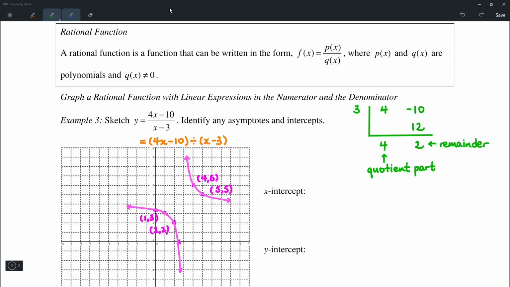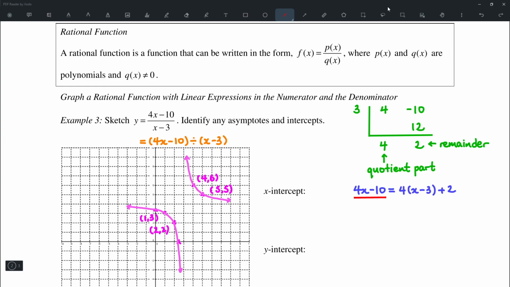So what that means is we can write 4x minus 10, which is the dividend, as the quotient times the divisor plus the remainder. So a very standard division statement. But we are not looking for 4x minus 10. We are looking for 4x minus 10 over x minus 3. So we're going to divide every term by x minus 3.